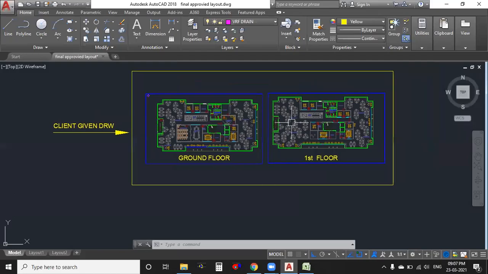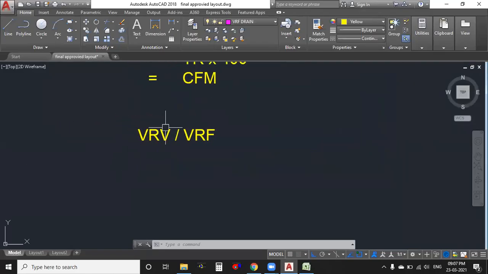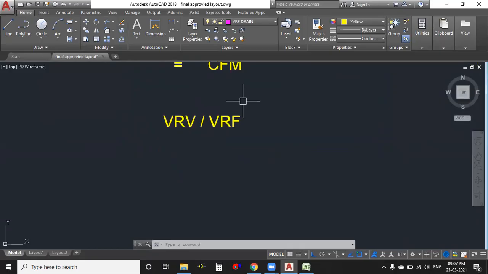So guys, today we are going to discuss the VRV VRF system. What is the meaning of VRV VRF? Everyone can see my screen, right? VRV means variable refrigerant volume. VRF means variable refrigerant flow. Here it will come volume, here it will come flow. So why are we using VRV VRF?